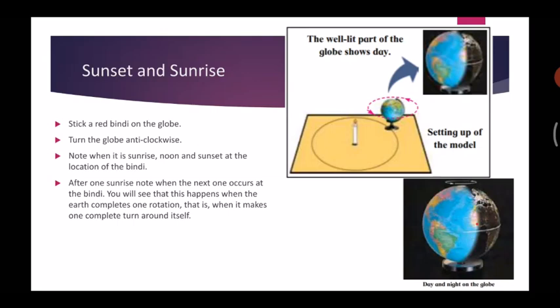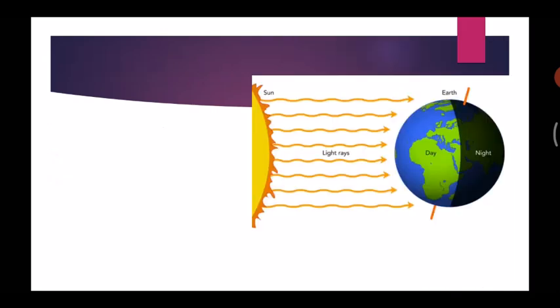It completes one rotation. So we will see that the bindi has come back in its position. That means it has gone through one sunrise, one noon, and one sunset, and again when it turns, the process continues. So this process goes on and on, the earth rotates around itself. Now what is the red bindi? Can you see a red point? That goes on rotating. Okay, let's move to the next.